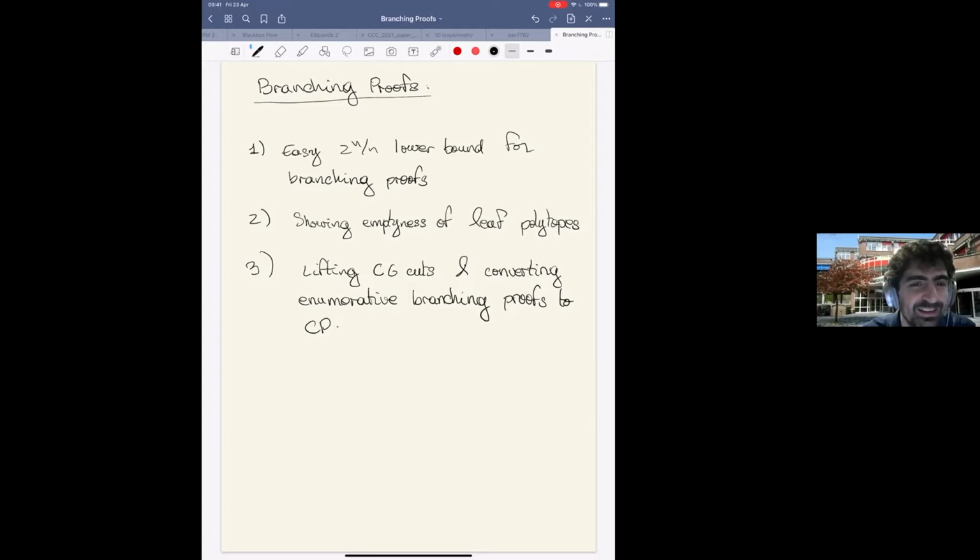Second thing, I thought I could show a little bit about the analysis for showing that the leaves of the modified branching trees can be made empty. Just some of the cute lemmas there. And then I could say something about how you lift CG cuts and convert enumerative branching proofs.